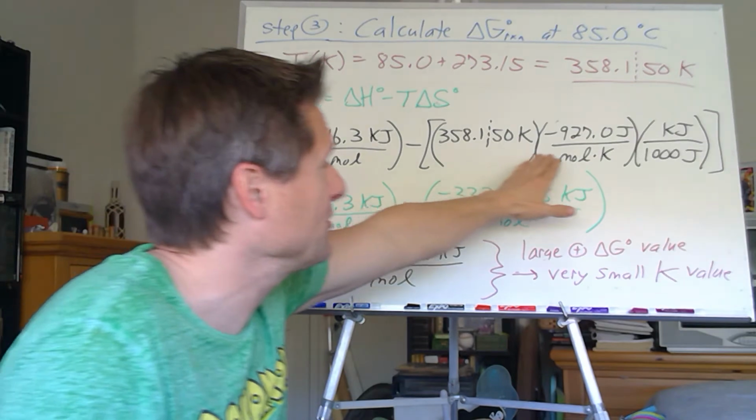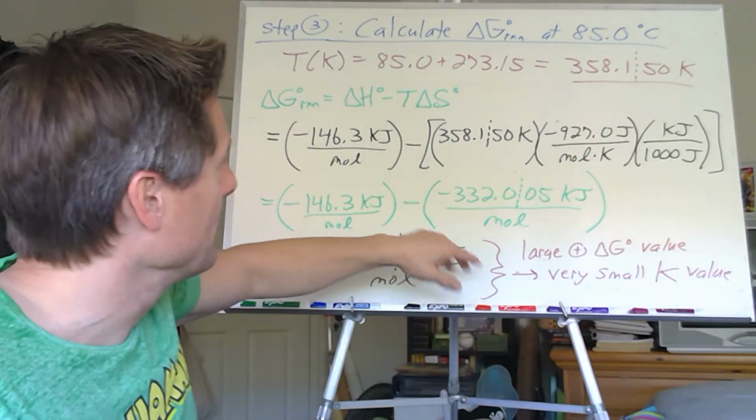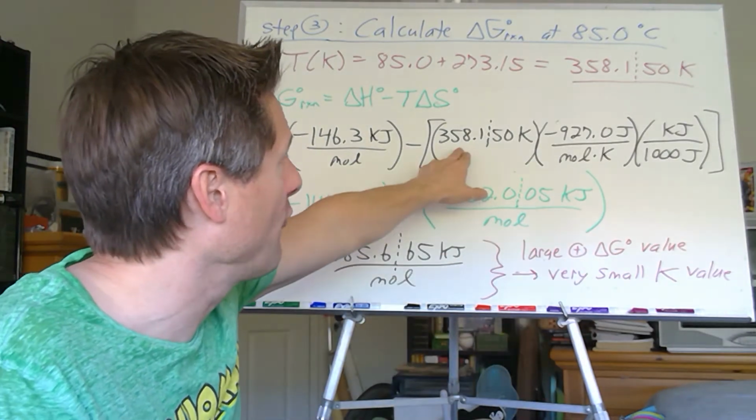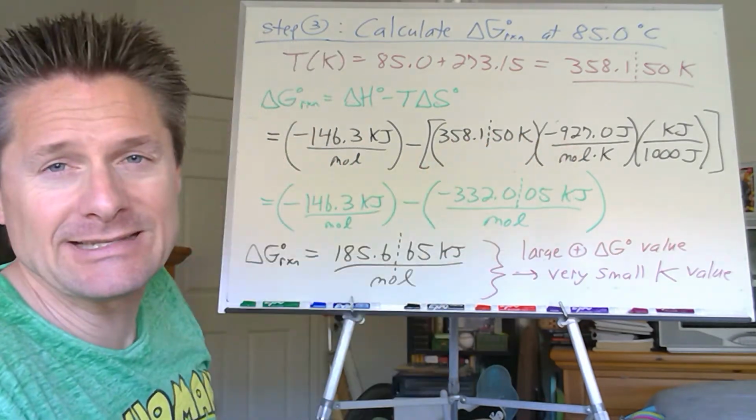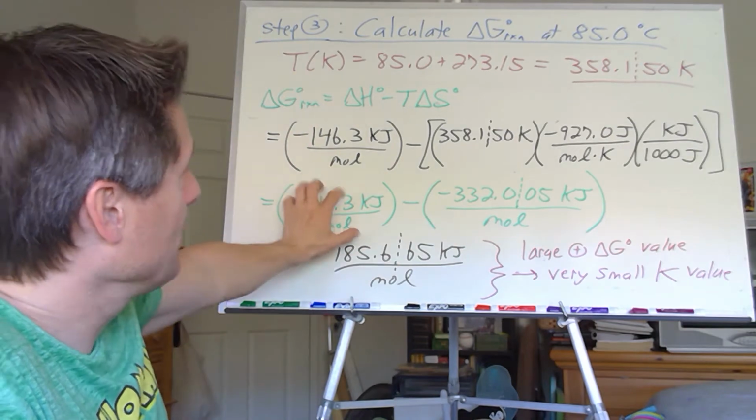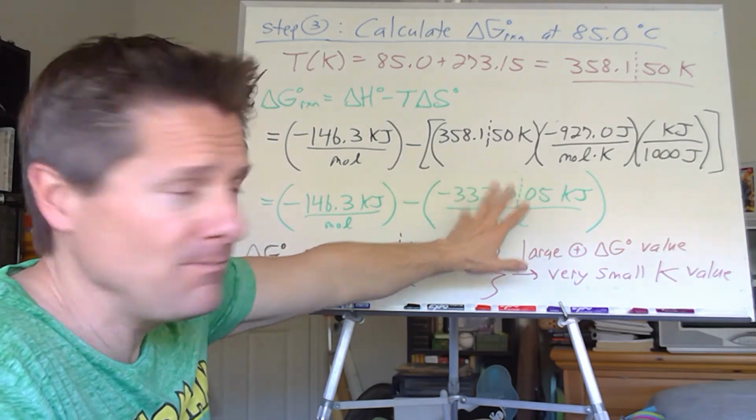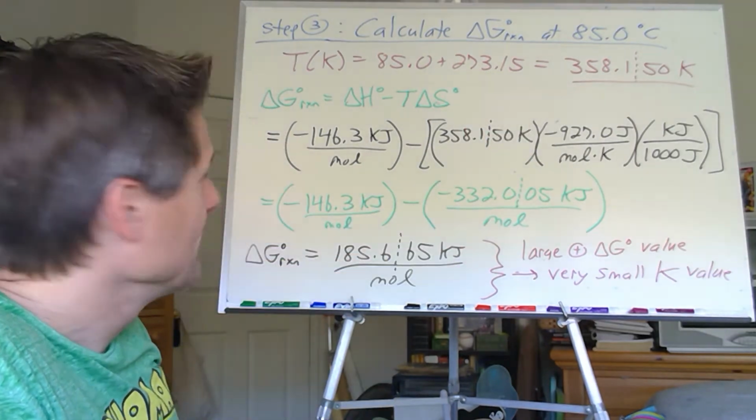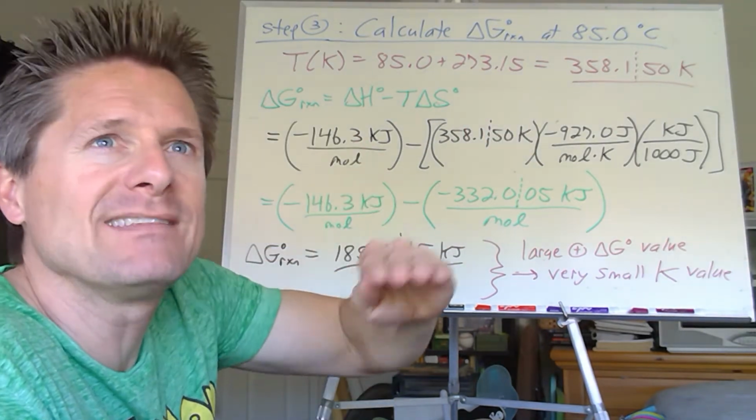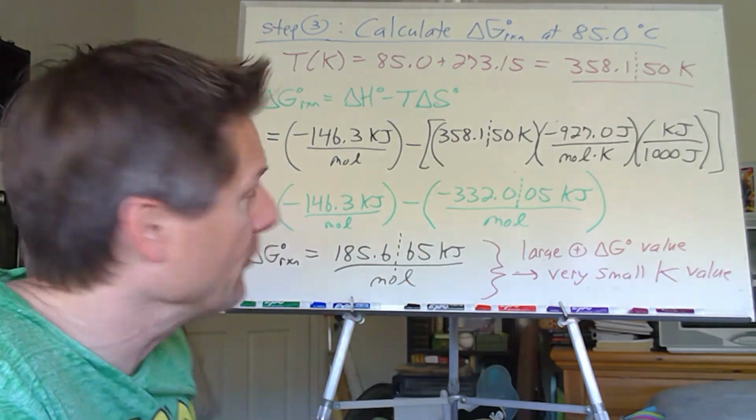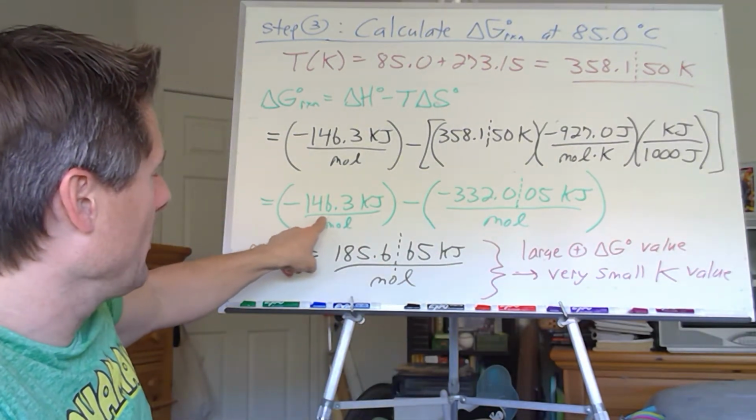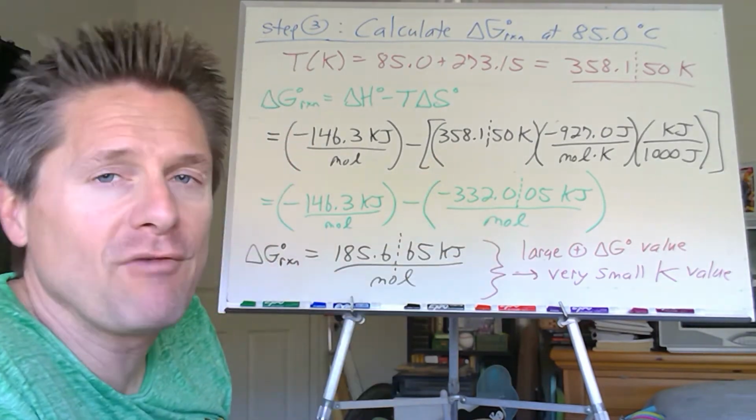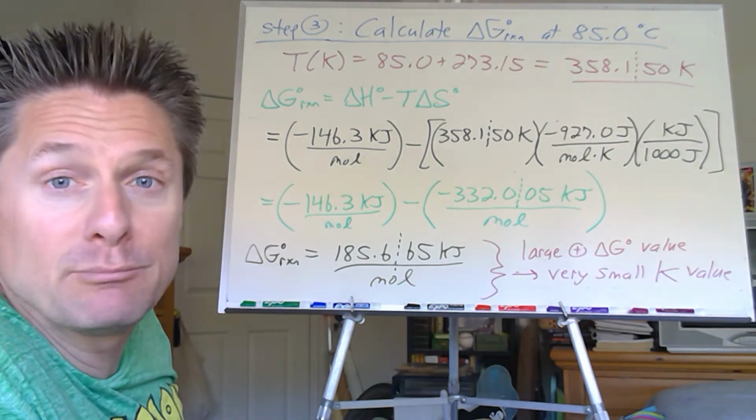So if I take the temperature times the delta S converted to kilojoules, I get negative 332.005 kilojoules per mole. Good to 4 sig figs, both in the delta S and the temperature. So let's take delta H minus the T delta S term. I had to do the multiplications first, so now I can do the subtractions. That's how a chemist does things. You got to do as many steps as there are different types of rules for uncertainty. Take the negative 146.3 kilojoules per mole minus negative 332.005 kilojoules per mole. Good to one decimal place in both scenarios.